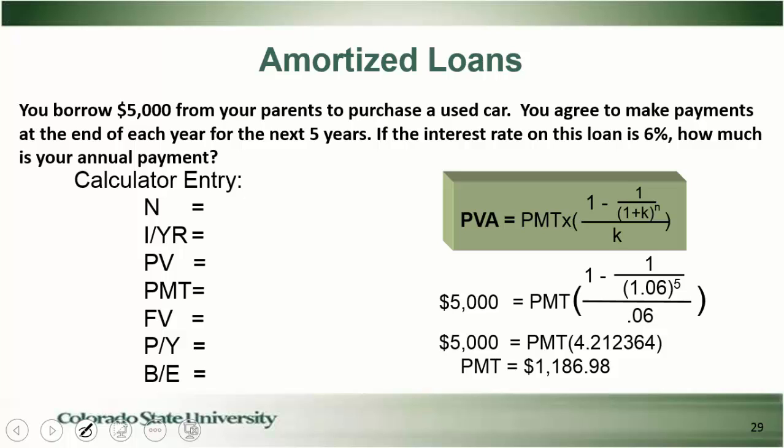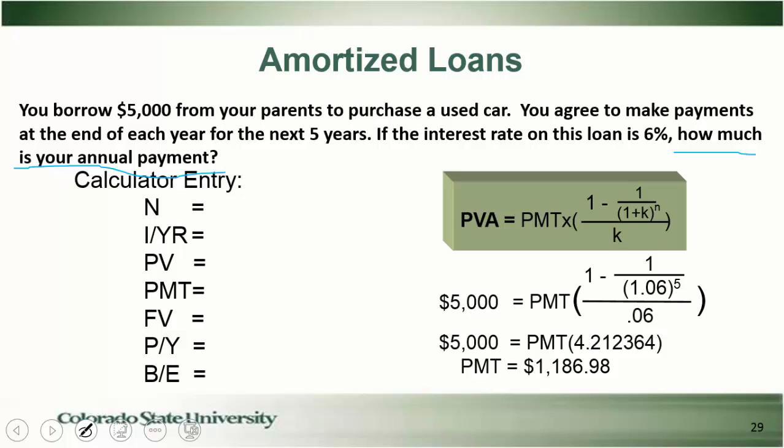And let's look at an example here. If we borrow $5,000 from our parents to buy a used car, we agree to make payments at the end of each year for the next 5 years. If the interest rate's 6%, how much is the payment? So now we're not asking, like before, what is the future value or what's the present value, but rather, how much is the payment? Now, clearly this is an annuity. The payments are going to be an annuity.